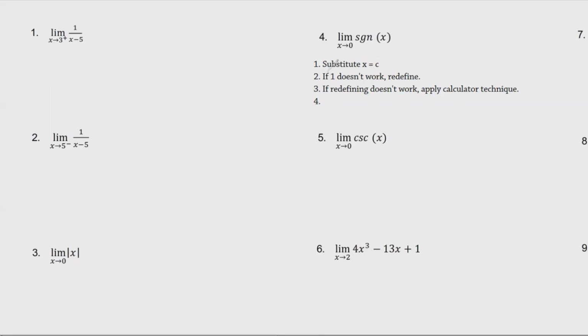It says here in step 1 that we substitute x equals c, and c is actually this one. Regardless of the sign, just neglect this sign, and then we'll just be using 3 here. So with that, we need to take the limit. So we substitute 3 here with x. So we have 1 over 3 minus 5 as x approaches 3 positive. And with that, that is equal to the limit of 1 over negative 2 as x approaches 3 positive, which is equal to the limit of negative 1/2 as x approaches 3 positive.